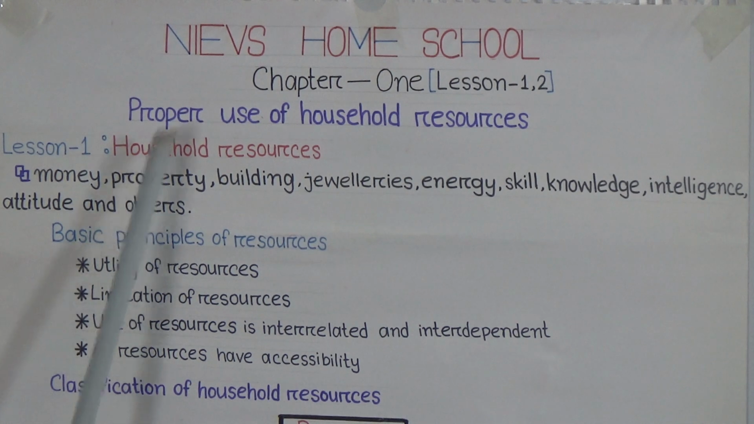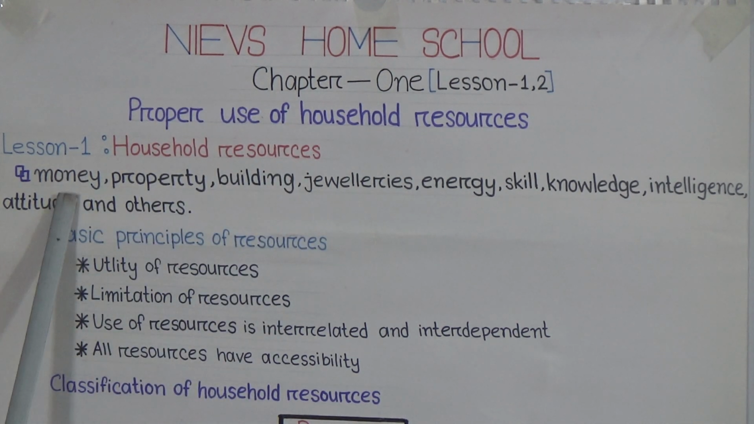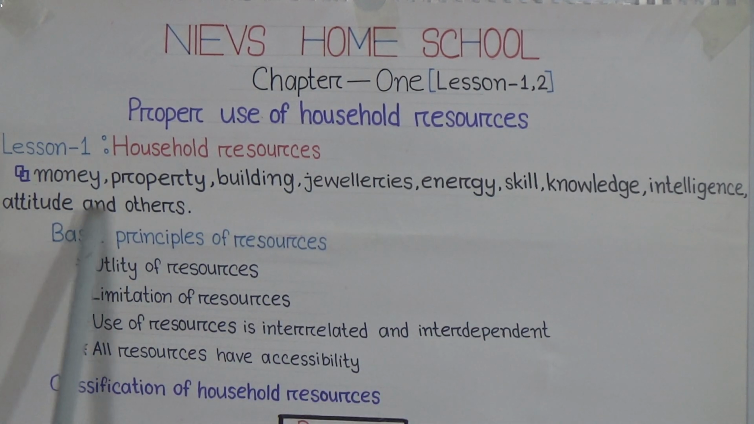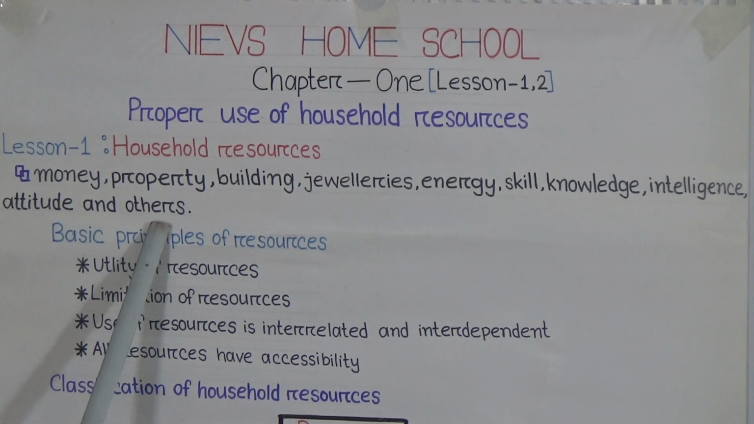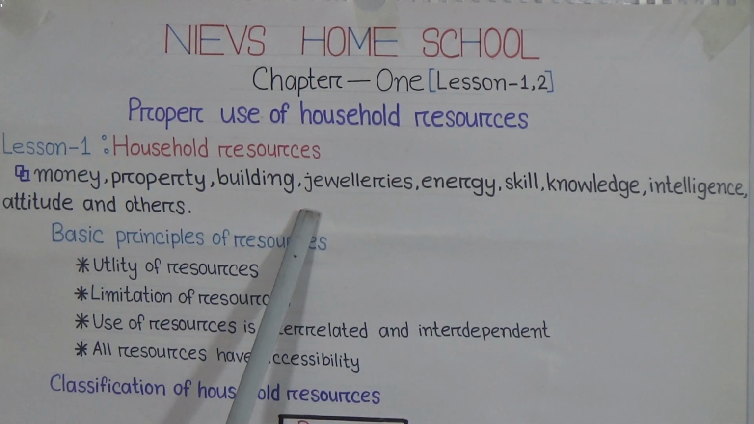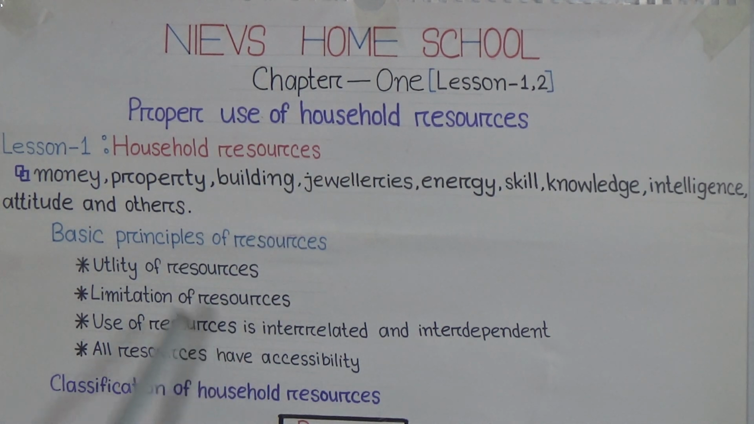From household resources, we come to know that money, property, building, jewelry, energy, skill, knowledge, intelligence, attitude, and others are called household resources. So when we find all these in our everyday life, we can call them household resources. In Lesson 1, we will learn about the basic principles of resources. In the book, we find these principles: utility of resources, limitation of resources, use of resources is interrelated and interdependent, and at last, all resources have accessibility.